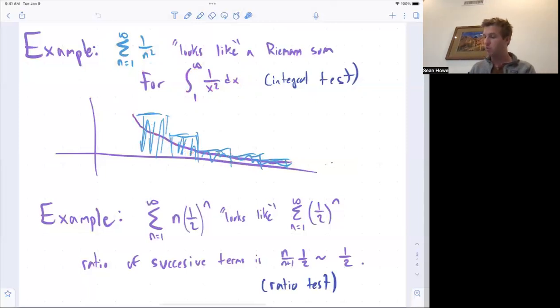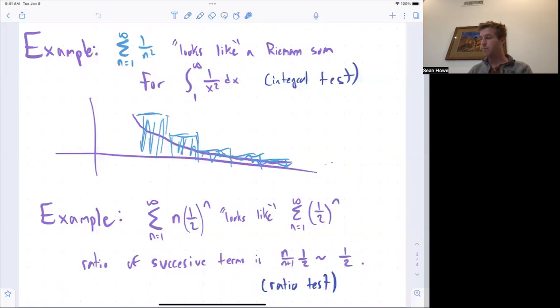So it's not enough to compute this sum, but it's enough to tell whether it converges to look at whether this integral converges. So that's something called the integral test. And there we'll put to use all this study of improper integrals we did earlier. So that's one type of example.